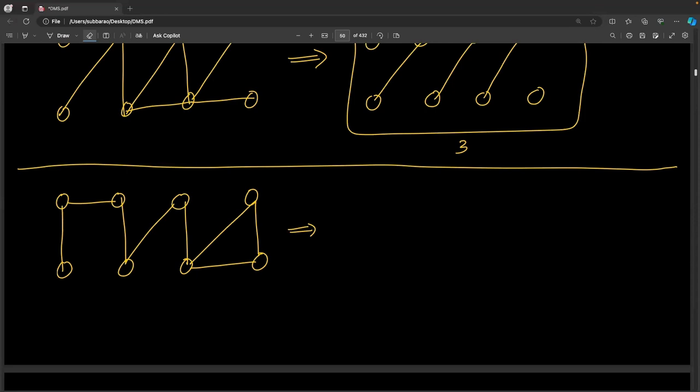Can I give the answer? Someone is saying 4 is the answer. So let me try this.